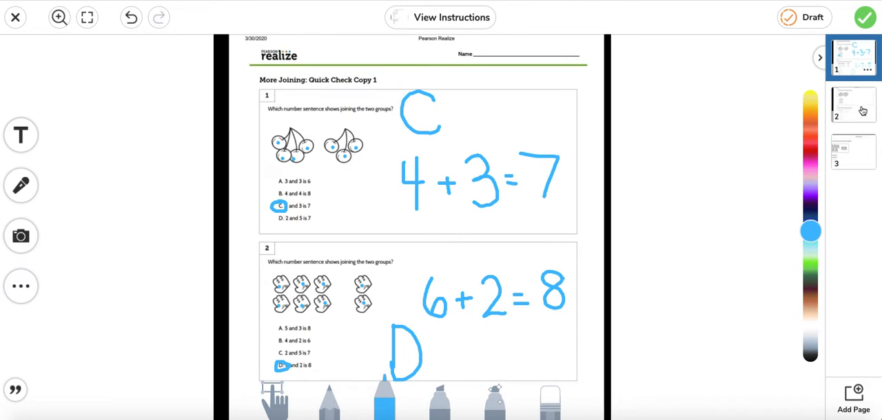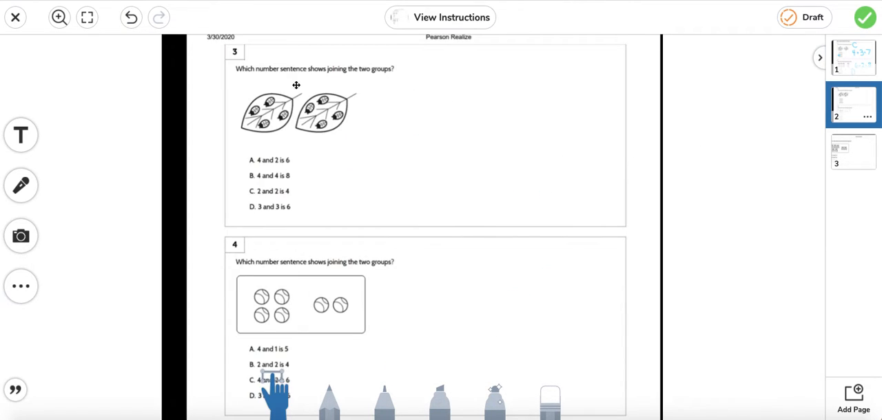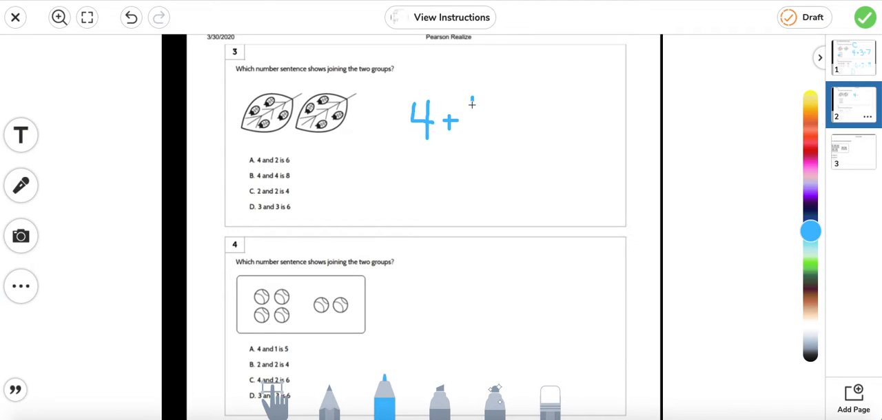Okay, let's move on to the next page. Number 3, which number sentence shows joining the two groups? So here, in our first group, we have 1, 2, 3, 4. And the second group, we also have 4. So 4 plus 4 equals 4, 5, 6, 7, 8. So there's 8 bugs on the leaves.